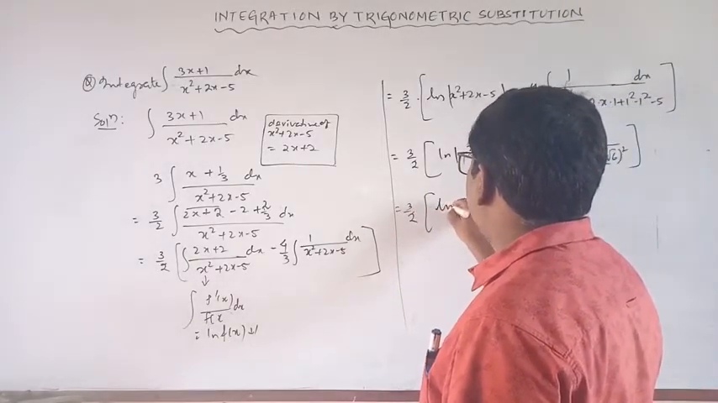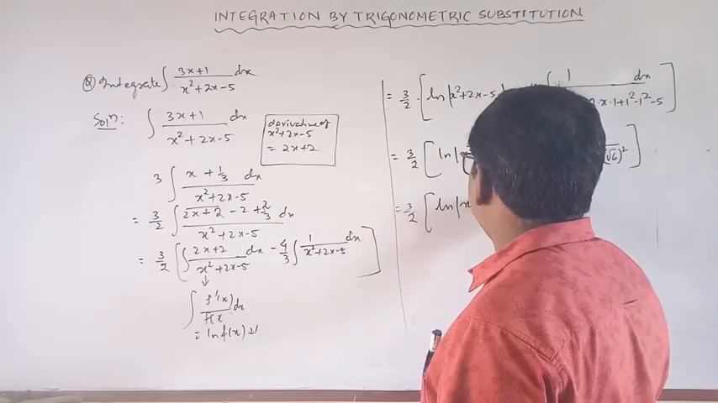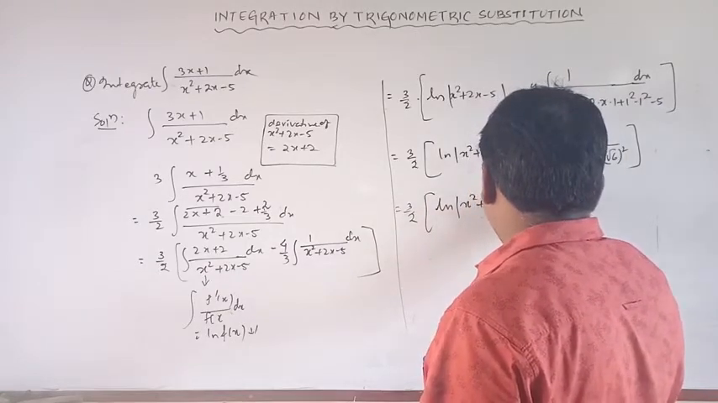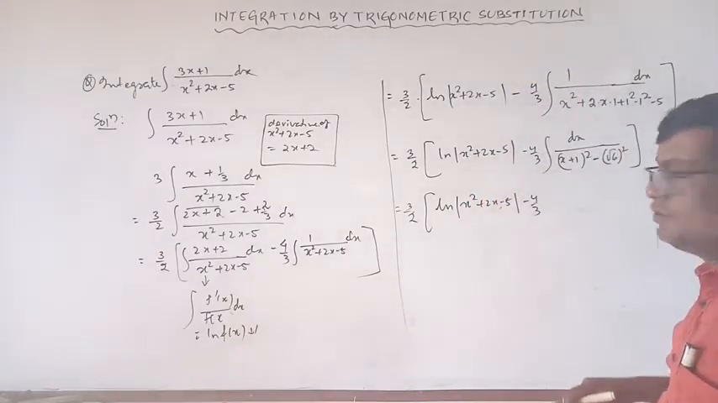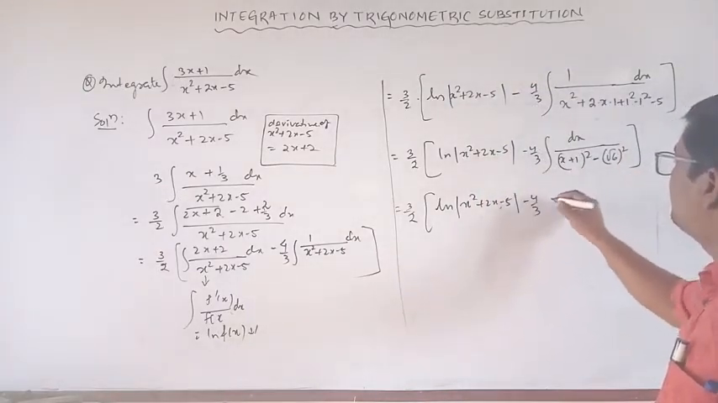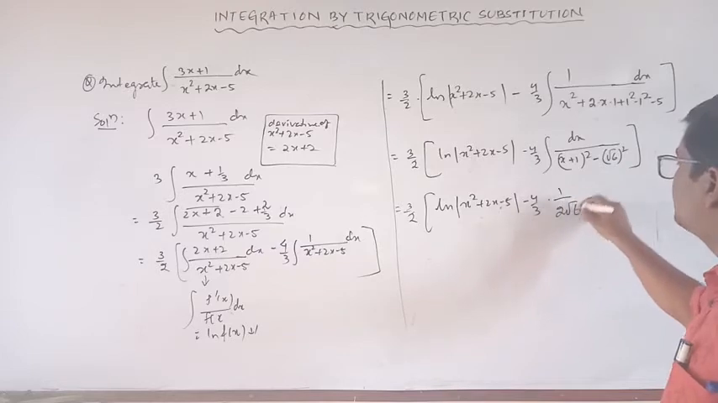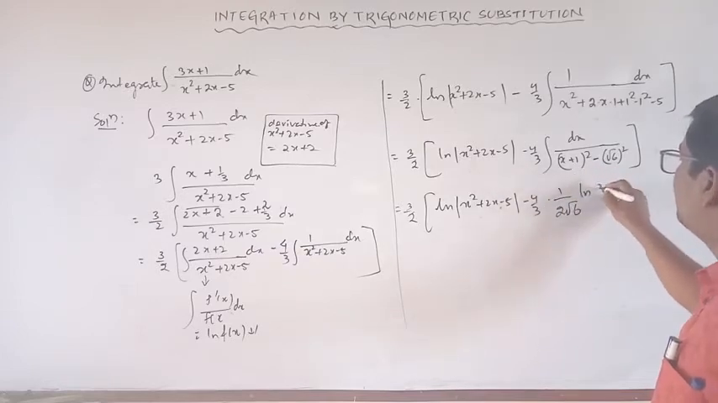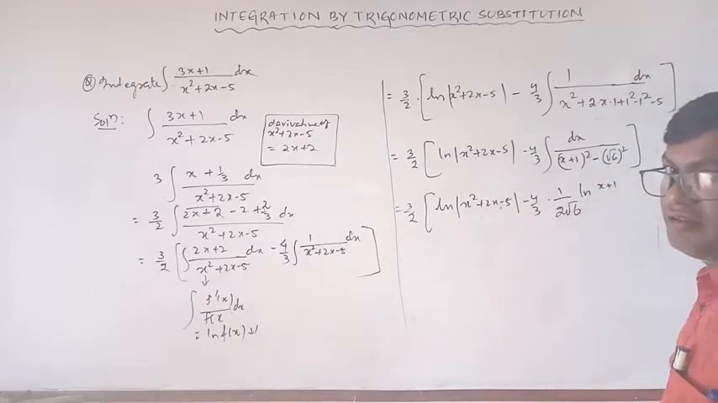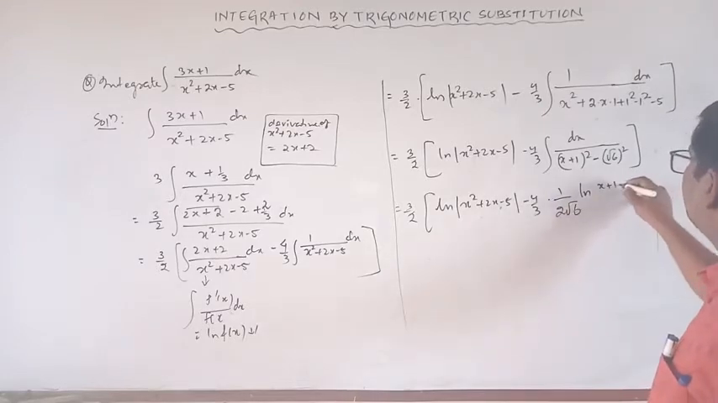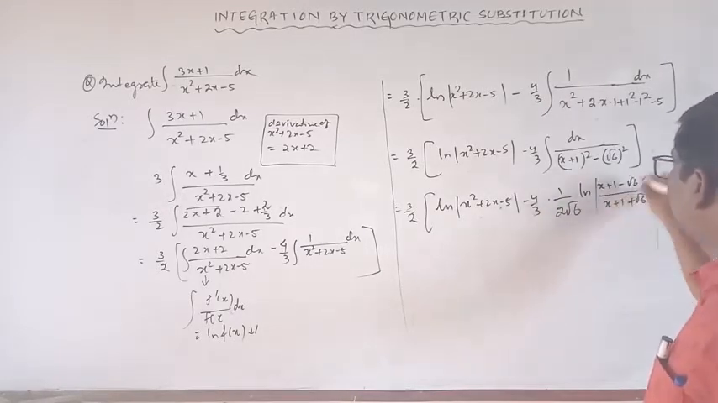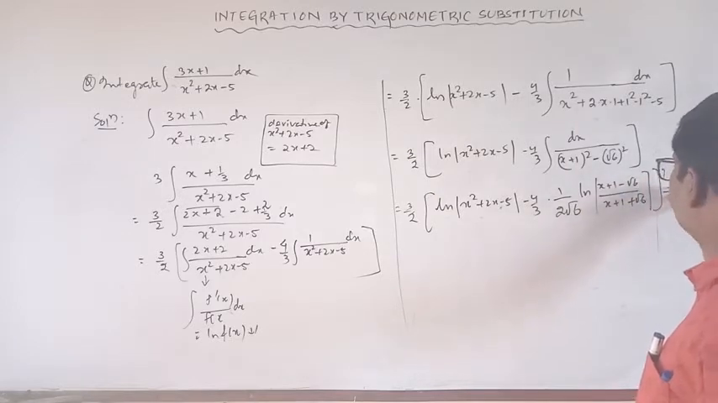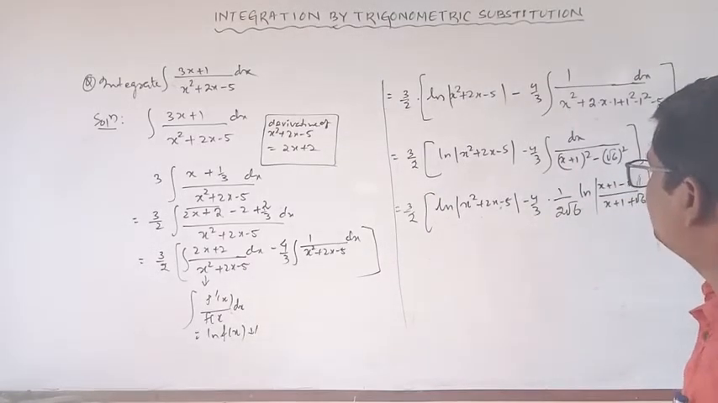So this is equal to square bracket, and 3 by 2 log of x square plus 2x minus 5 minus 4 by 3. This is x square minus a square form, 1 by 2 into a root 6, log of x plus 1 minus root 6 divided by x plus 1 plus root 6 plus c. Clear? These are the answer.